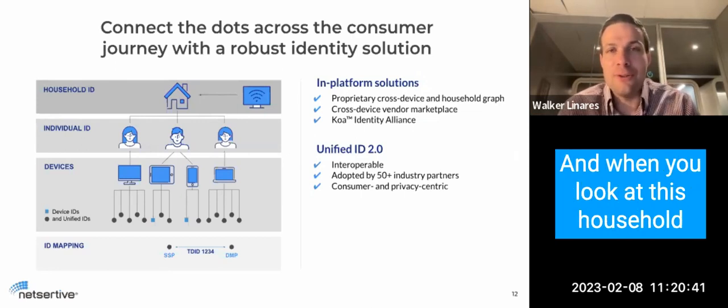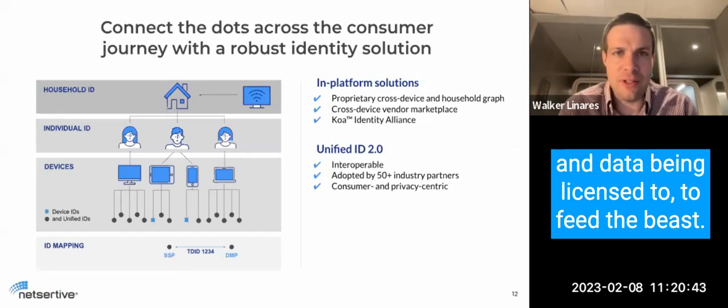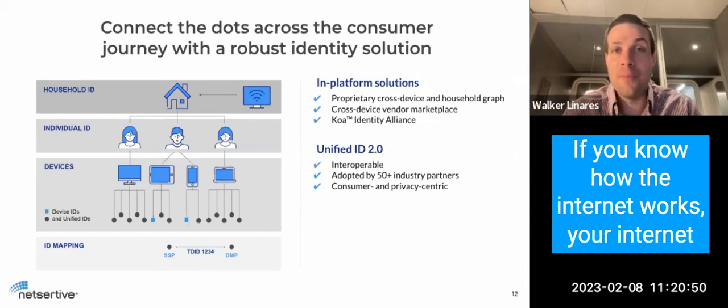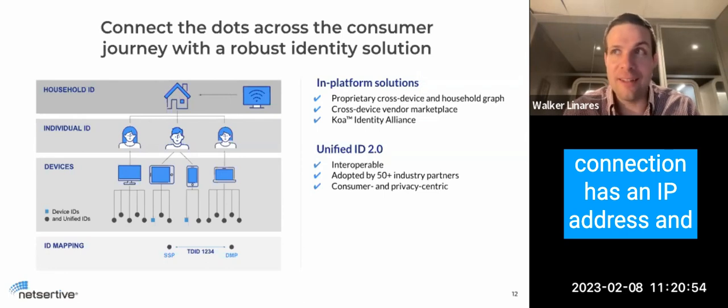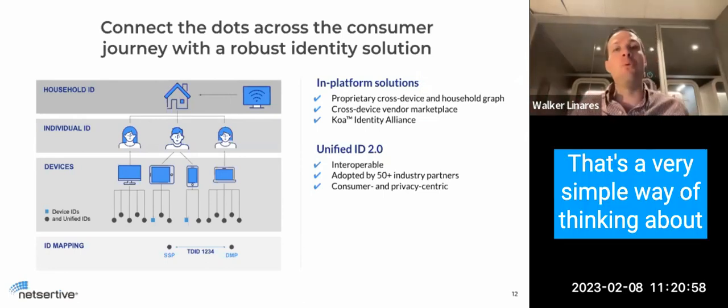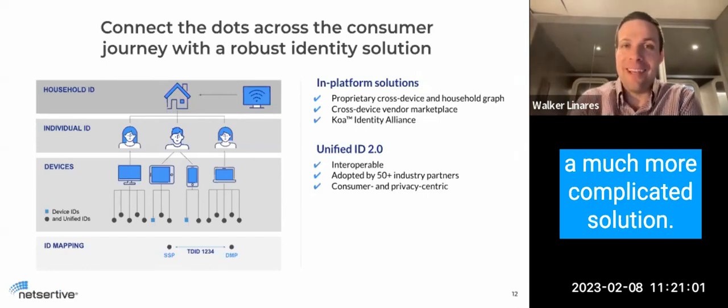And when you look at this household graph, there's tons of things feeding into it and data being licensed to feed the beast. But a lot of it also is just based on what's coming. If you know how the internet works, your internet connection has an IP address and every device connected to it is there. That's a very simple way of thinking about a much more complicated solution.